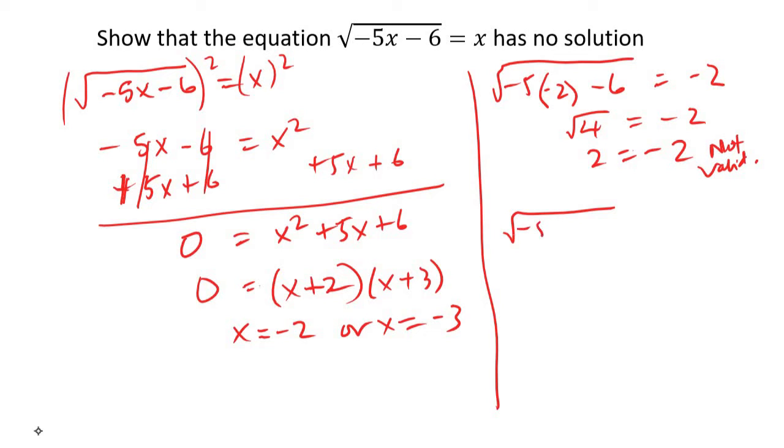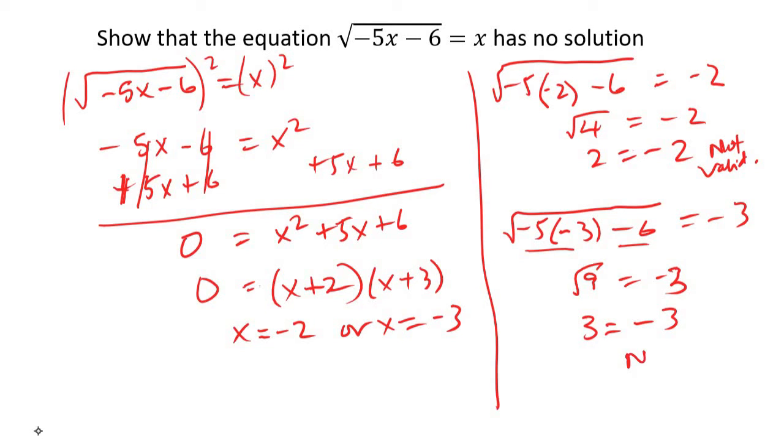Let's test the other one. So I put -5 times -3 minus 6 equals -3. 15 minus 6 is 9. And you can see also that the square root of 9 is 3. And this is not valid as well because it's not true. All right? You don't have 3 equals -3. It's not possible.